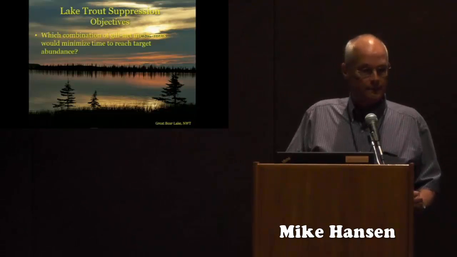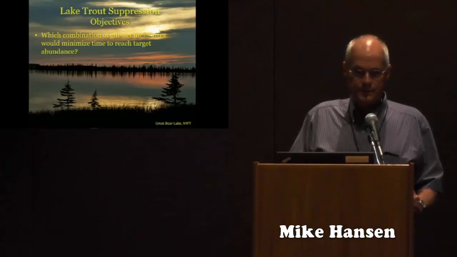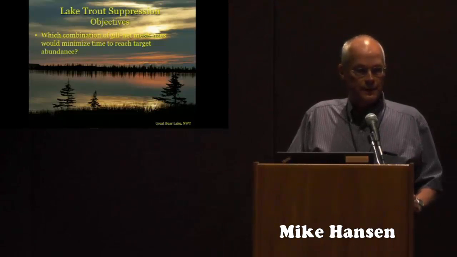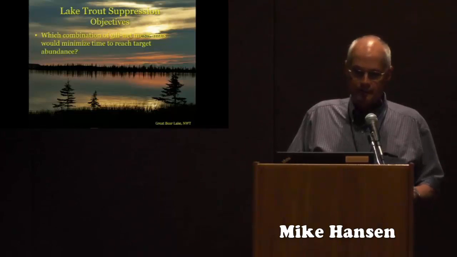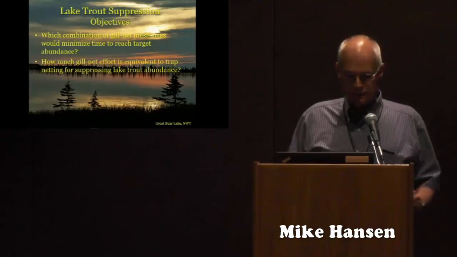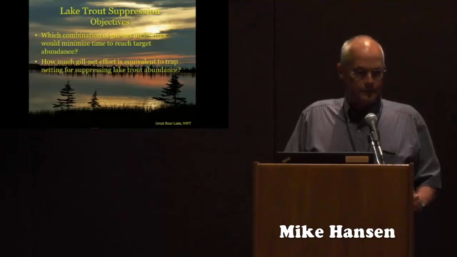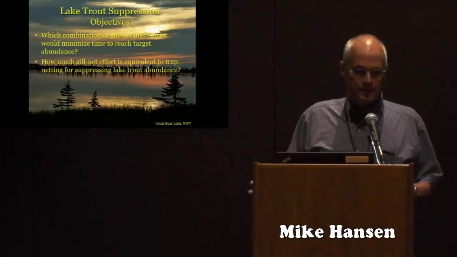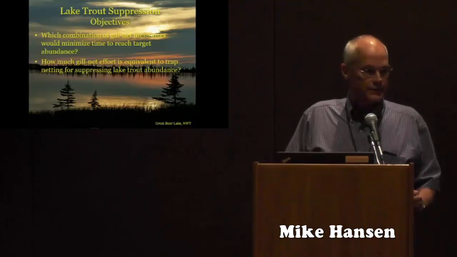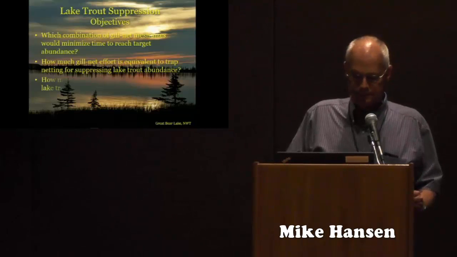Which combination of gill net mesh sizes would minimize time to reach target abundance? This was the thing I completely missed the first time around. In other words, you have to tell these professionals which meshes to use and how much. That really has a huge effect, as you'll see in a minute. And then once you figure that out, the second question here was, what about this trap net thing? How efficient is that? And is there a way of judging the equivalency of it to gill netting?